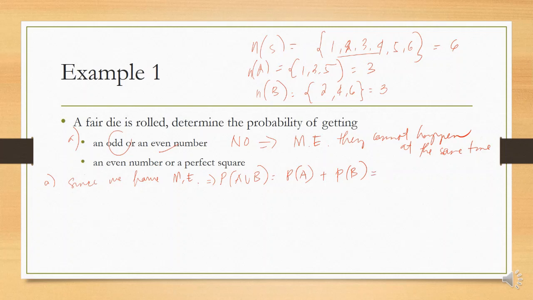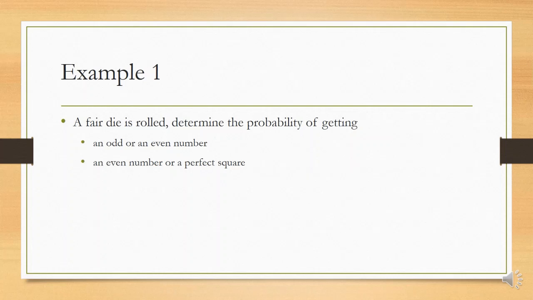If we are going to expand the formula here, we have n of A over n of S plus n of B over n of S. Substituting the given, we have 3 over 6 plus 3 over 6. That would be equal to 1. So, the probability of A union B here will be equal to 1. Meaning, if you roll a die, you either get an odd or an even number. That is a sure event.